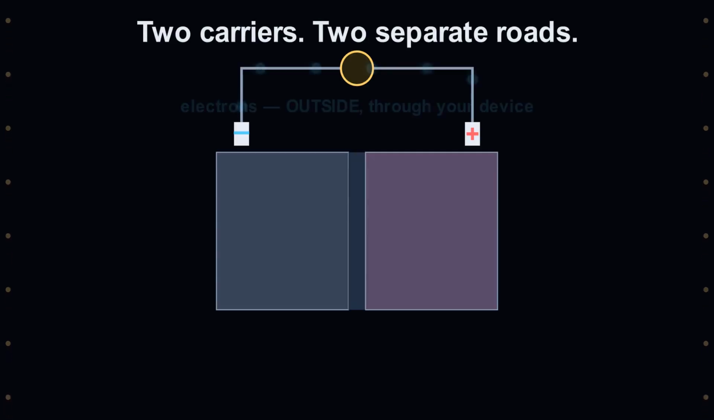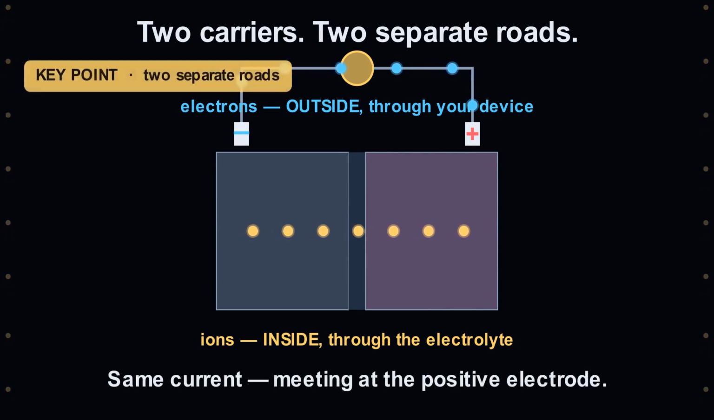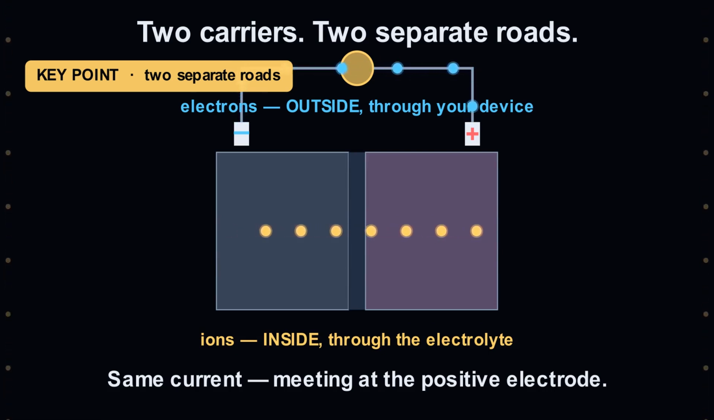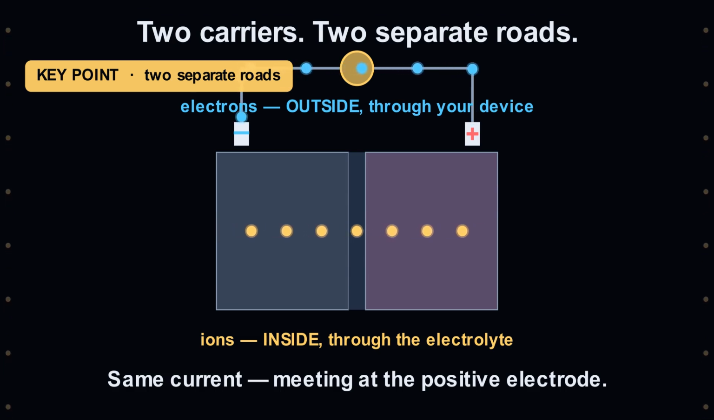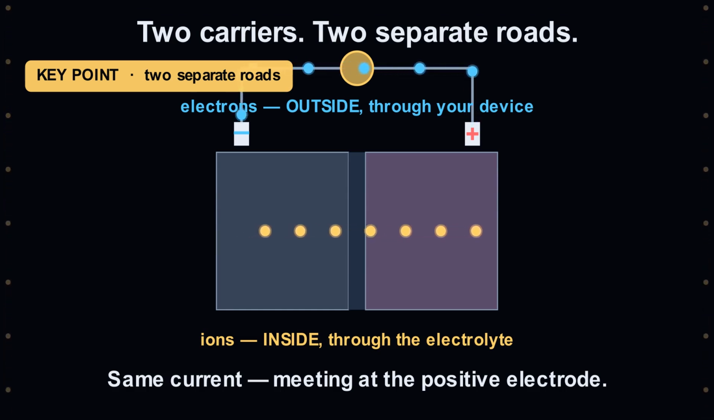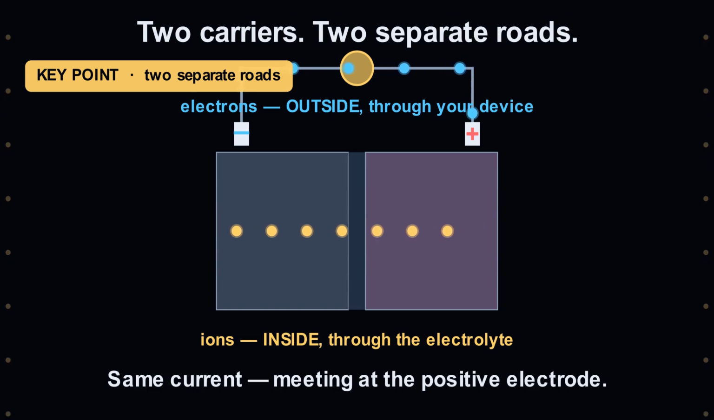Now follow the 2 pieces that just split apart. The electron cannot cross the electrolyte, so it takes the only path it has, out through the wire, through your device, and around to the positive side. The ion cannot travel down the wire, so it takes its only path, straight across the electrolyte, through the inside. Think of a couple leaving a concert. One takes the highway, the other takes the train. Different routes, but they arrive together. 2 carriers, 2 completely separate roads. Electrons on the outside, ions on the inside, both meeting at the same electrode.